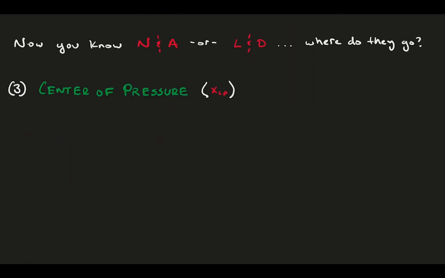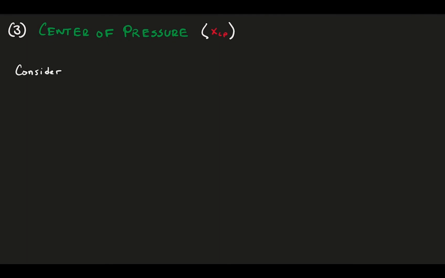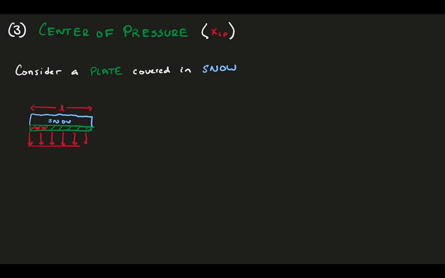Let's do a simple non-fluids example first to better understand. Consider a plate covered in snow, like a flat roof or a shovel. The snow produces uniform loading on this plate, an evenly distributed force or pressure, if you will. Now, you have to decide where you want to attach something to this plate at a point to hold it, like the handle of your shovel.